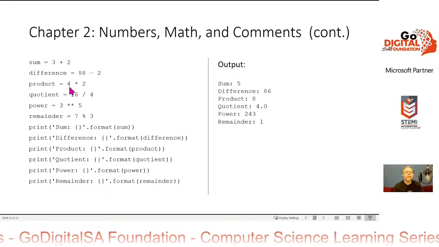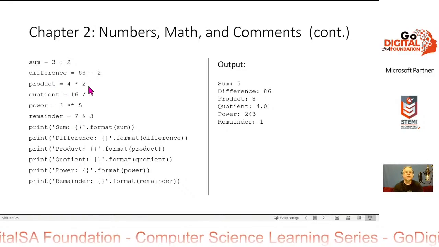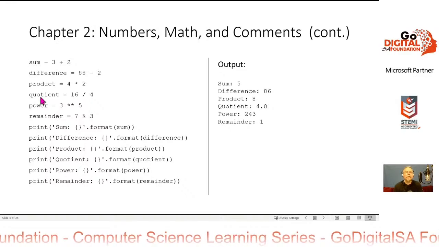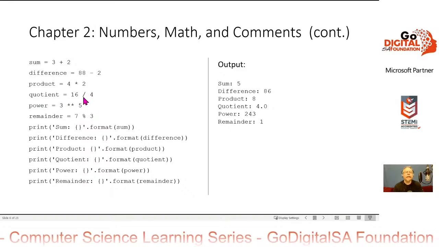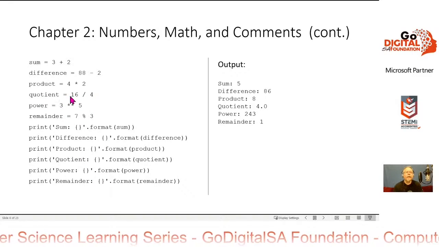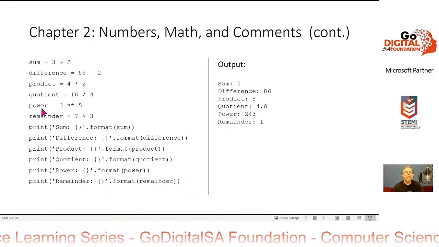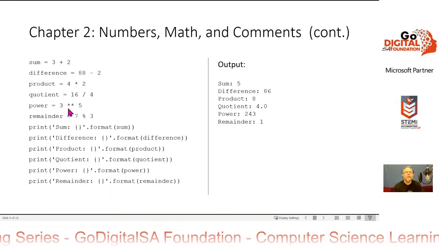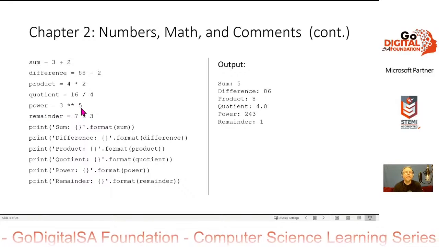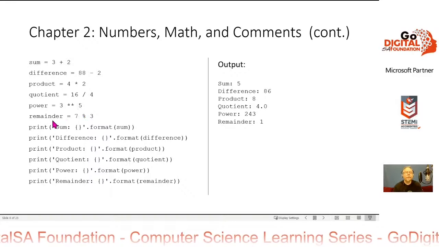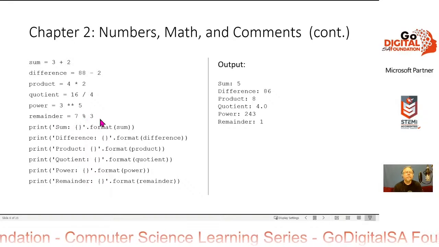Product equals 4 star 2, or 4 times 2. Quotient equals 16 slash 4, or 16 divided by 4. Power equals 3 to the 5, 3 to the power of 5. Remainder equals 7 modulo 3.